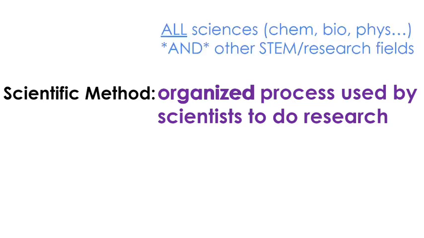And it's called the scientific method because all sciences use it. We're going to use it here in chemistry, but they also use it when doing biology or physics research and other science, technology, engineering, and math research. Anything where you have to try and answer a question and you want to have a reliable result, you can't just kind of do stuff willy-nilly. You have to go through an organized process. So that's our scientific method.